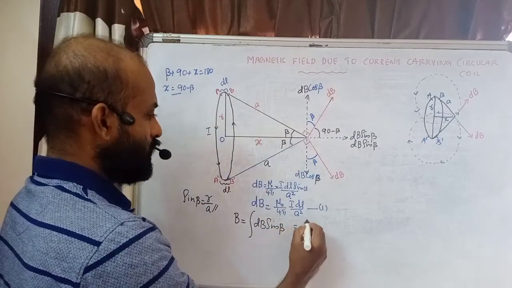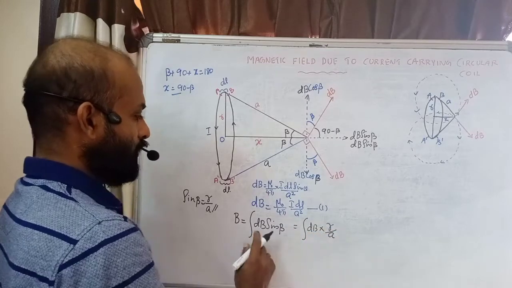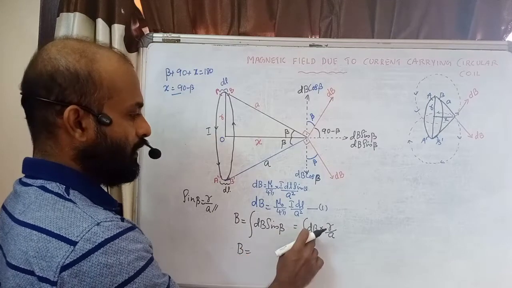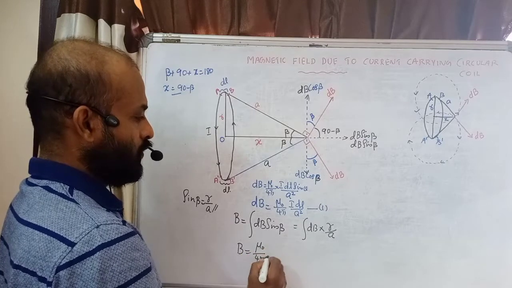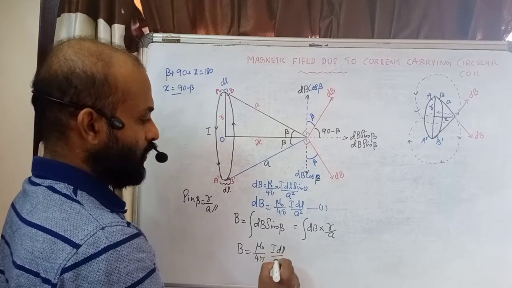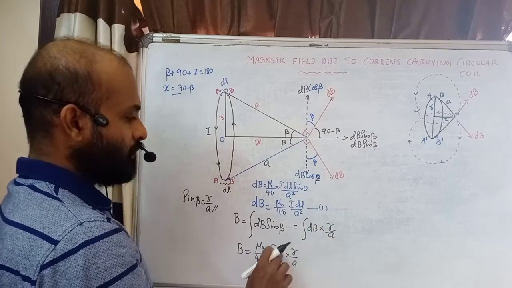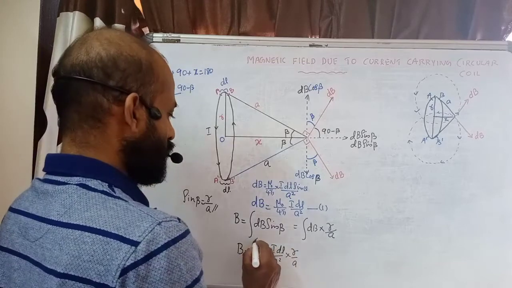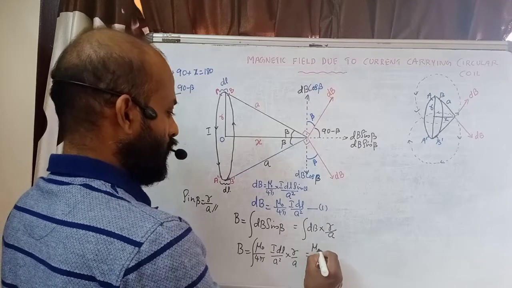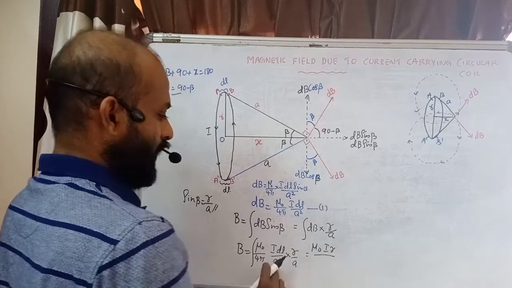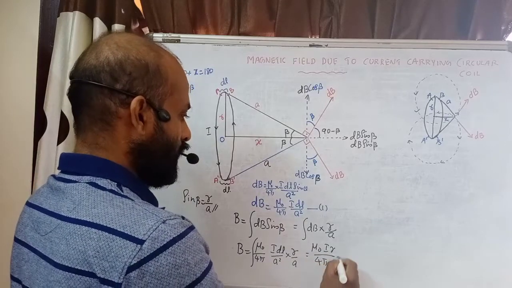So I will substitute here: B is equal to integral dB into sin beta, which is R by A. So what is integral dB? dB has a value mu 0 by 4 pi into I dl by A square, then R by A. Here except dl, all others are constants, so we can take them outside. So we'll take mu 0 I R by 4 pi A square into A, that is 4 pi A cube, outside the integration.